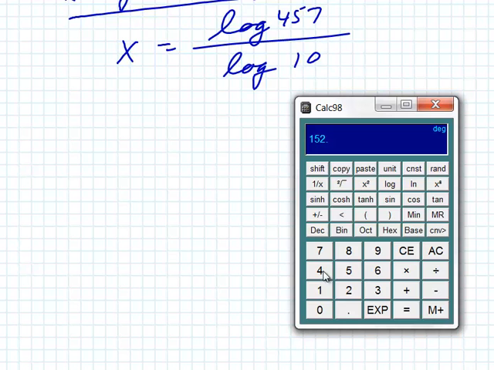Let's do it. 457, hit the log key, divided by 10, hit the log key. Whoa, look at that. The log of 10 is 1. If you'd used a little bit of insight, we could have anticipated that. But I'm just going to go ahead and hit equals and finish up the problem by this method. So 2.6599.